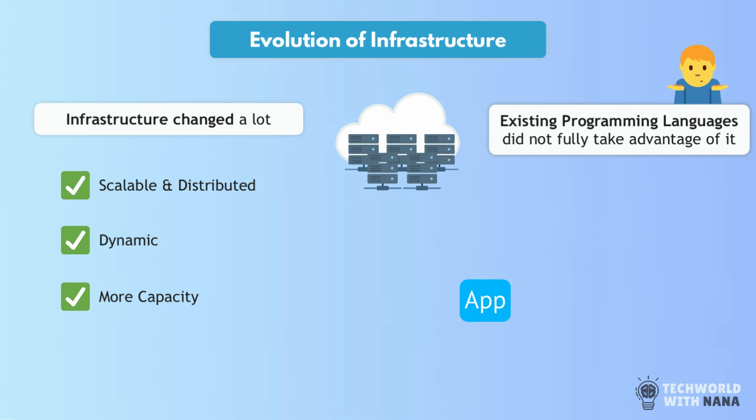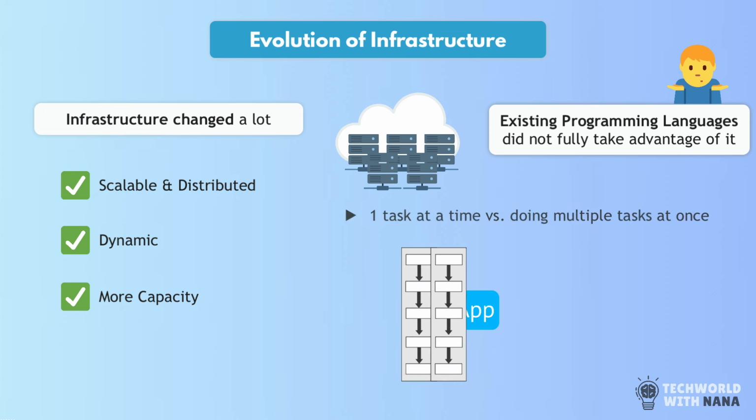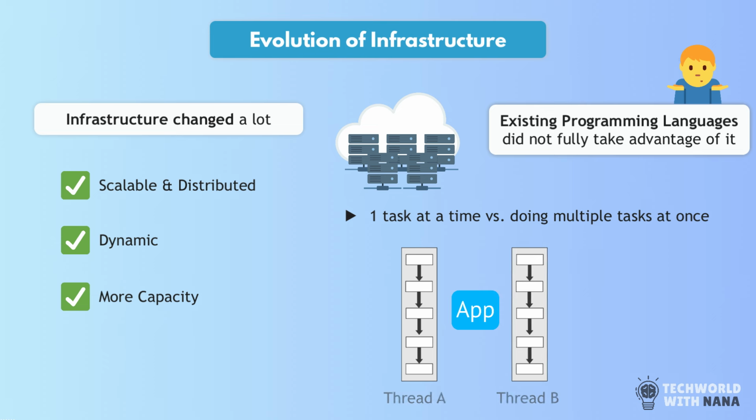So basically, you had applications that would just execute one task at a time in order. But with infrastructure improvements, it was possible to now write applications that would execute tasks in parallel, do multiple things at once, this way making the application faster and more user-friendly.